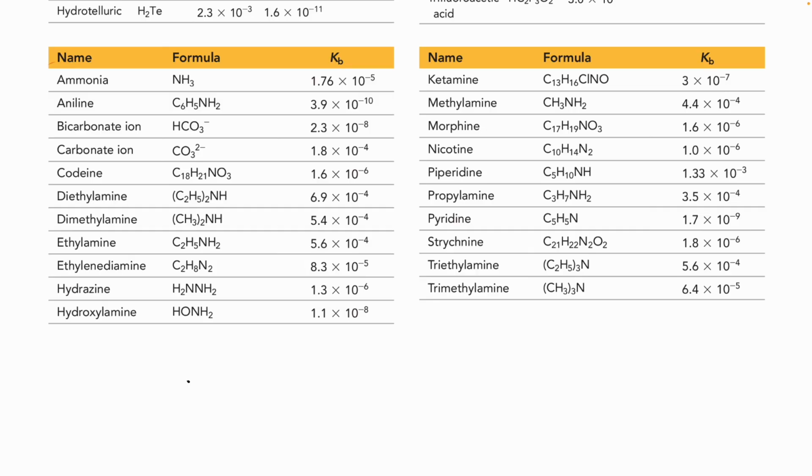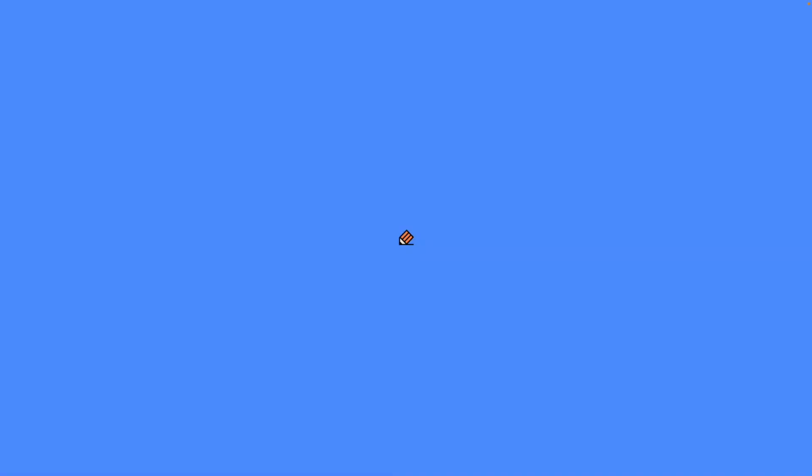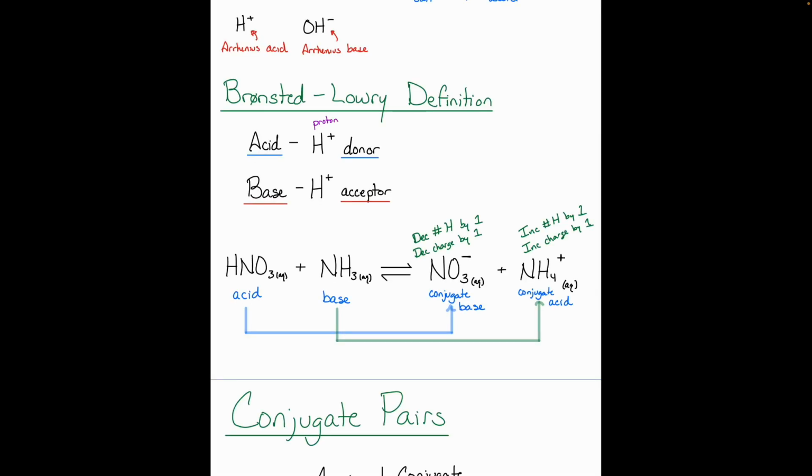Okay, previously we had done our balanced chemical equation for ammonia, so let's go ahead and take this one here. 1.76 times 10 to the negative 5. Ammonia is a weak base, yeah. Okay. Ammonia is a weak base. Remember, the strong bases all have that hydroxide in them.